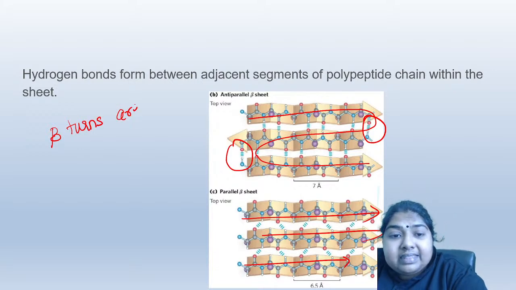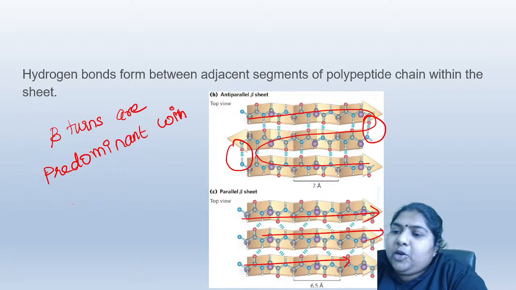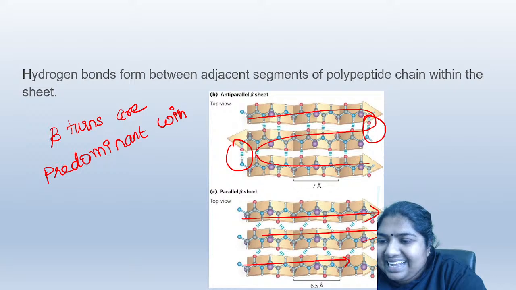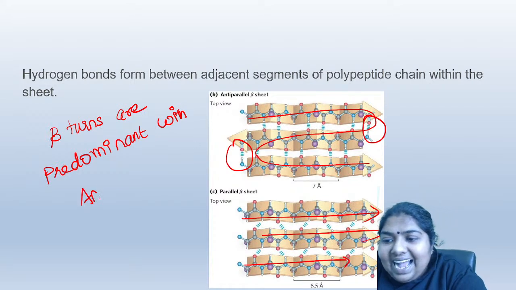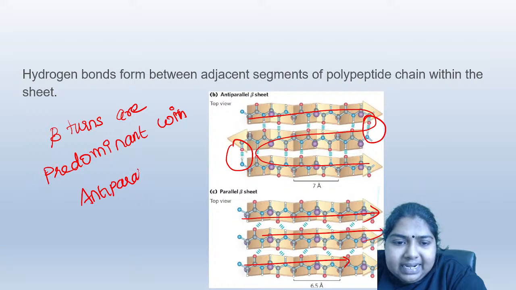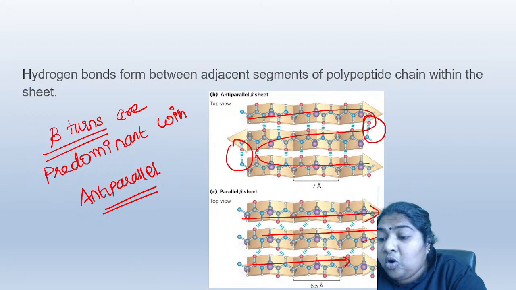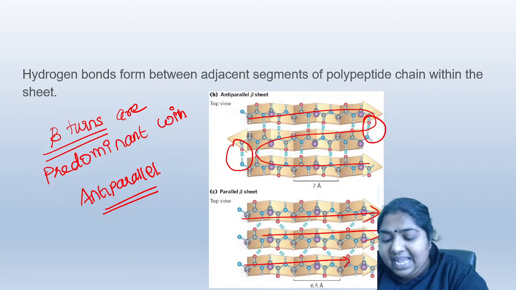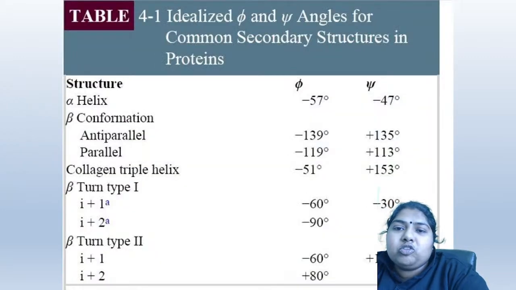Beta turns are predominant with anti-parallel strands or parallel strands? See the diagram and let me know. Quick, everybody in the class. Come on, all. It is going to be predominant only with the anti-parallel. Beta turns, their location is very much predominant with the anti-parallel. It is not with the parallel, but only with the anti-parallel. Got it? Yes. Absolutely, it is good with the anti-parallel.